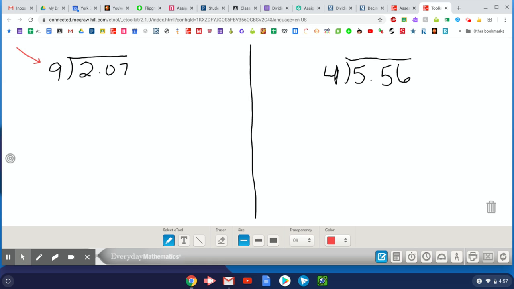If your divisor is already a whole number, then you don't have to move the decimal. And if you don't have to move the decimal, then step one is already done. So let's go ahead and do that. Let's go ahead and divide. All right, so here we go.